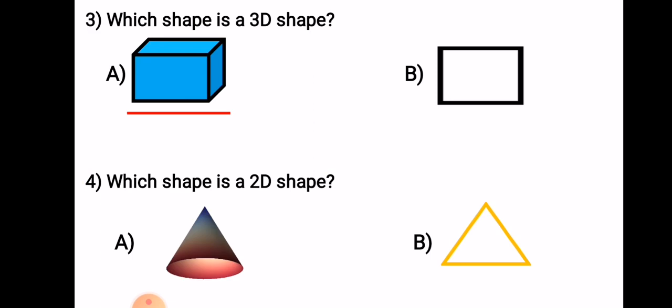And here, which shape is a 2D shape? This one or this one? A cone or a triangle? Which shape is a flat shape? We cannot hold it with our hands. Very good. A triangle. So, a triangle is a 2D shape.